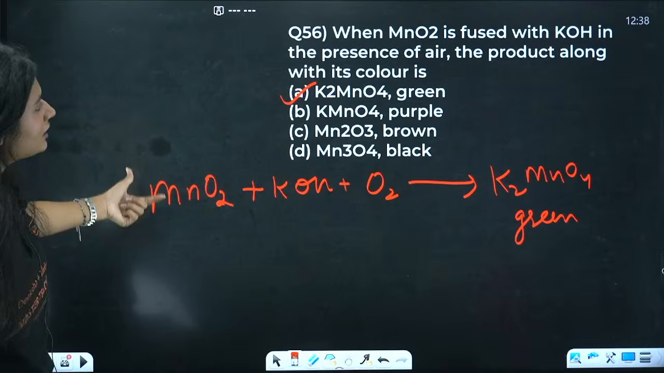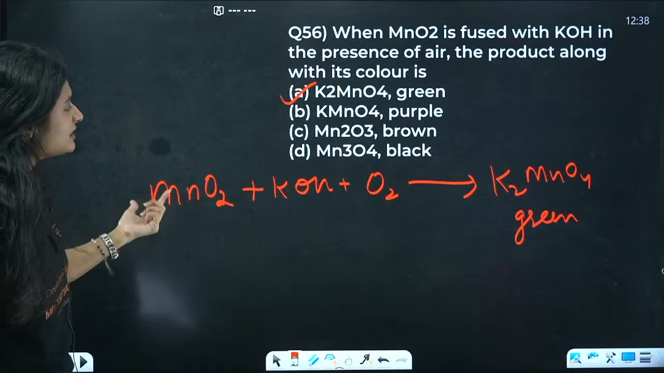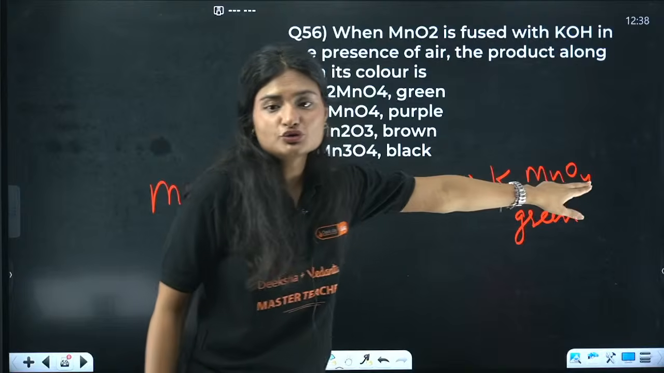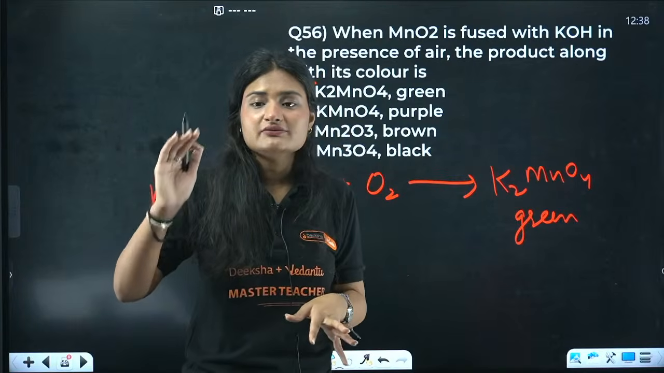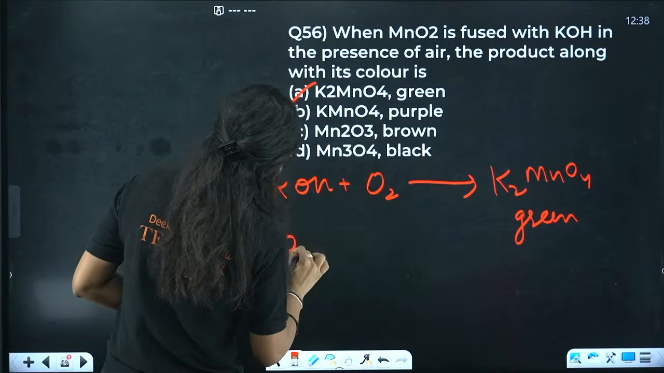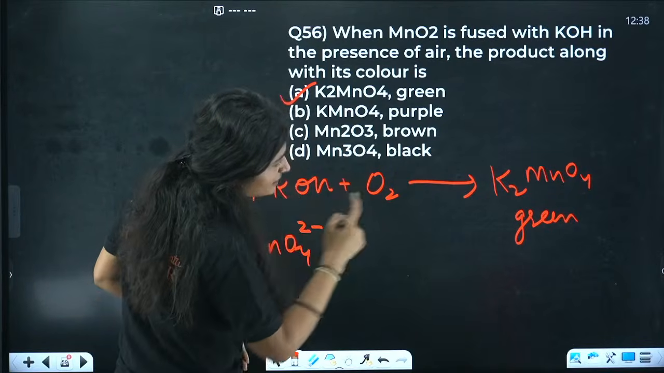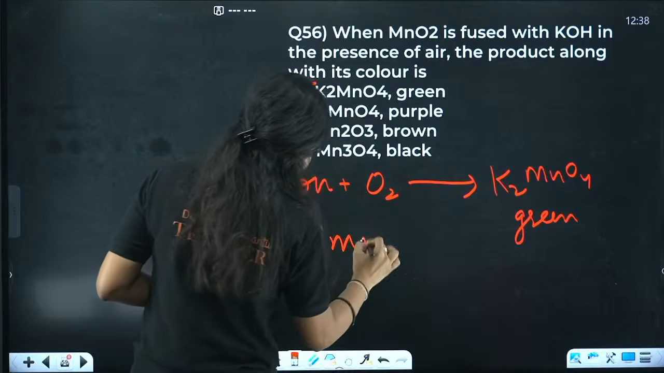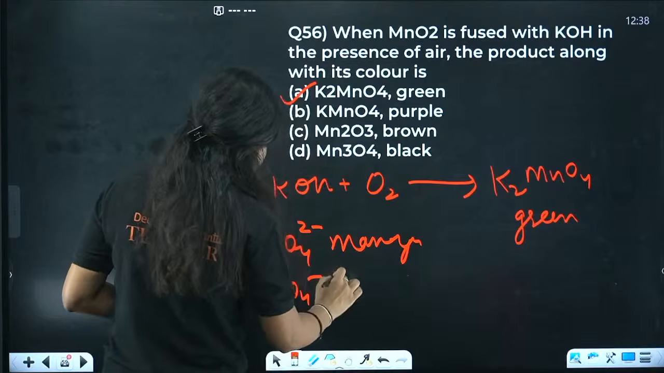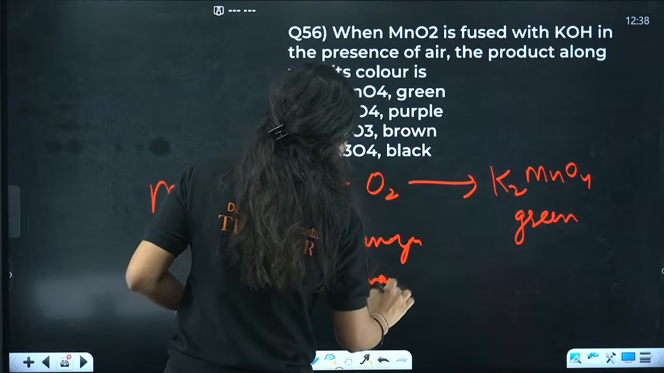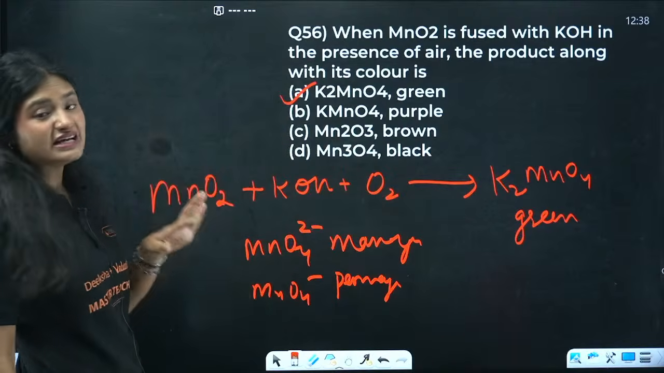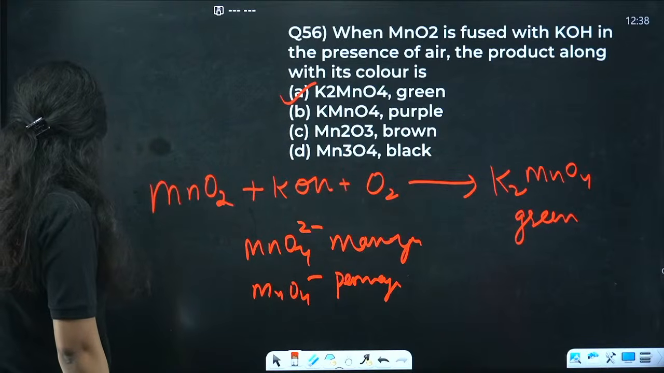Again, whenever MnO2, manganese oxide, is fused with KOH in O2, we get manganate. MnO4 2- is manganate. MnO4 - is permanganate. So remember the names. Manganate is MnO4 2-, and it is green colored.